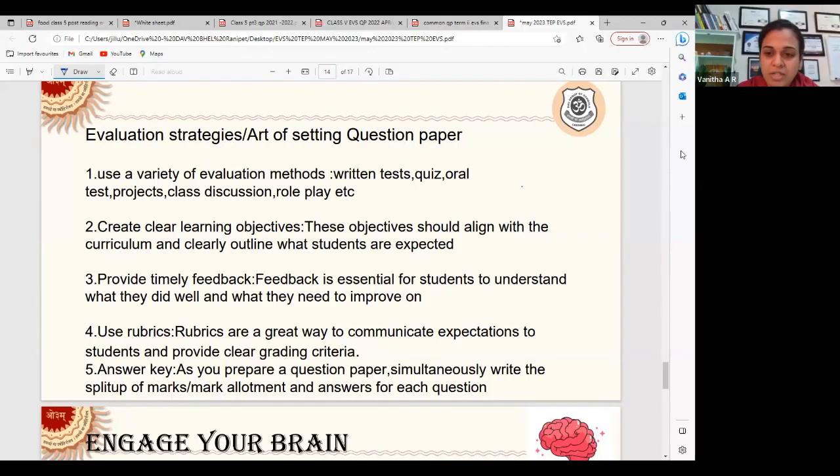This is an extension of yesterday's class, again on setting question papers and preparing questions for classwork. There are some key points to remember. Use a variety of evaluation methods. It could be oral, written, a quiz, one word, true or false, MCQs or role play. Anything becomes an activity or a method of testing them. It is a method of evaluation.